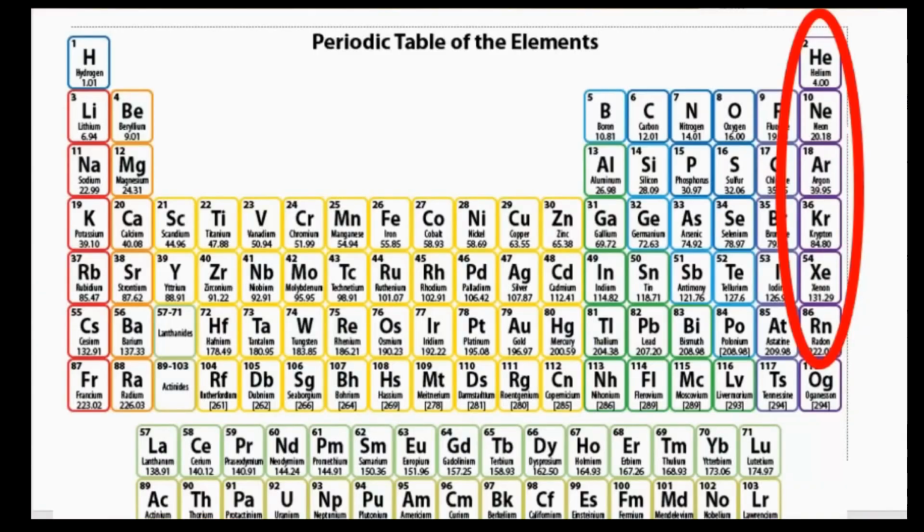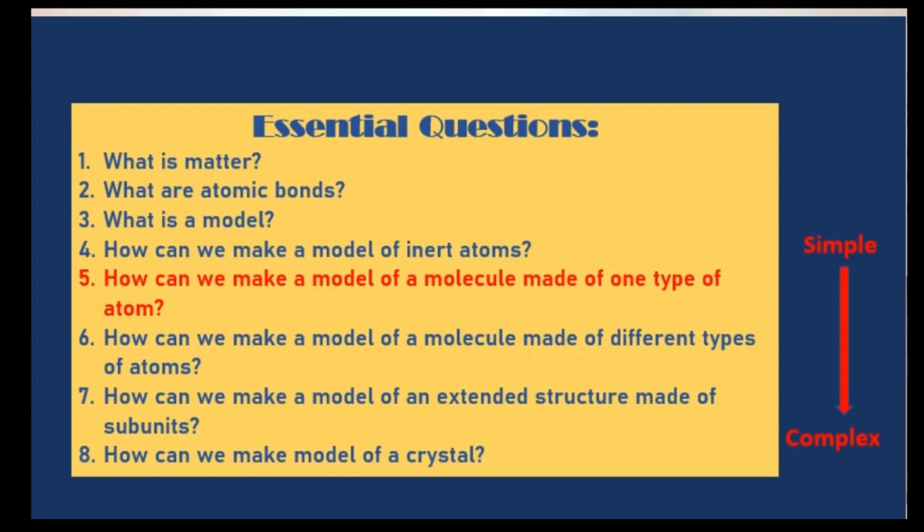There are 6 inert gases in all, and you don't need to remember this, but they're found in group 18 on the periodic table of elements. So those are all of our noble gases. Let's get a little more complex and move into question 5. Question 5, how can we make a model of a molecule made of only one type of atom? Or remember, the type of atom is called an element. So how can we make a model of a molecule made of just one kind of element?